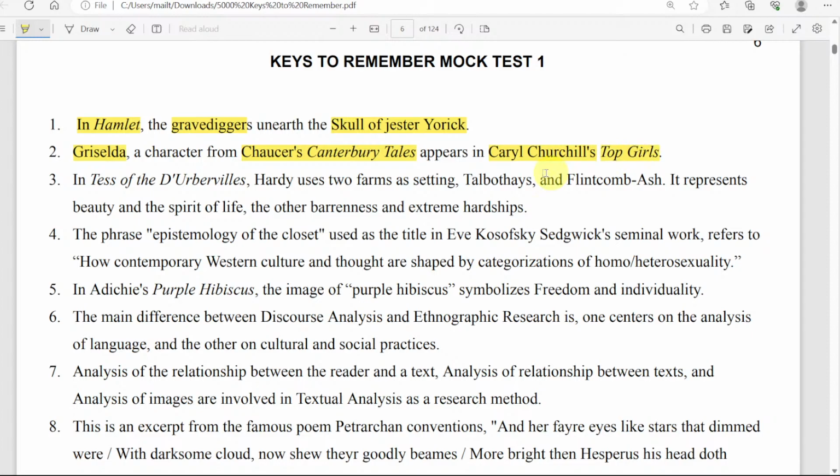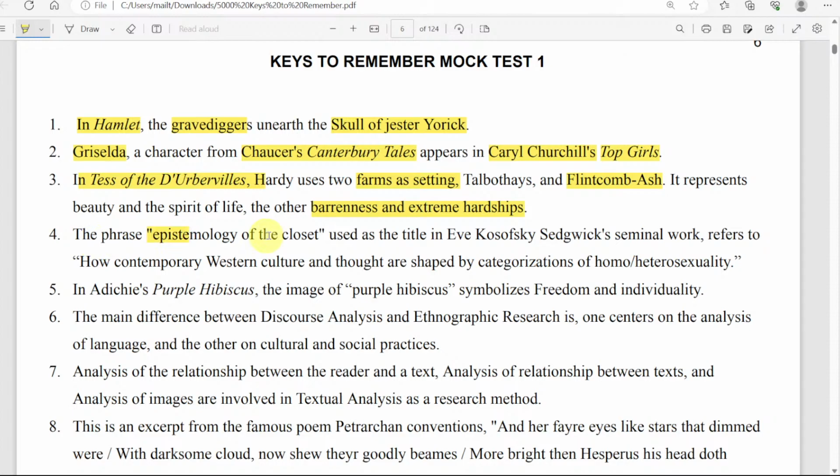Remember that. And in Tess of the D'Urbervilles, Hardy uses two places as a setting. One is Talbothays and the other Flintcomb-Ash. Remember both of these. Talbothays represents what? Beauty and the spirit of life. The other, Flintcomb-Ash, what does it represent? It represents the barrenness and extreme hardship, right?